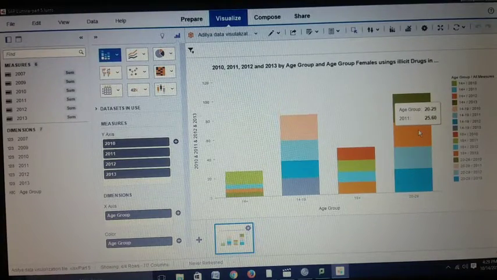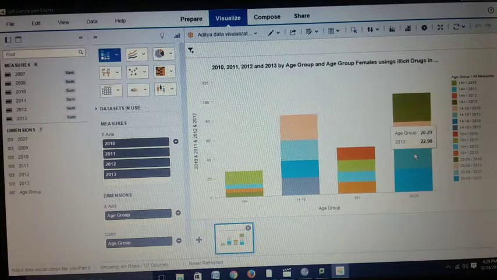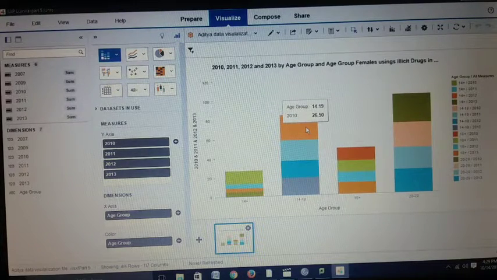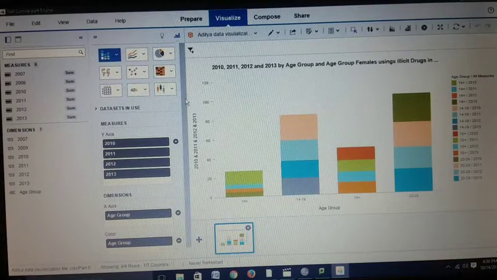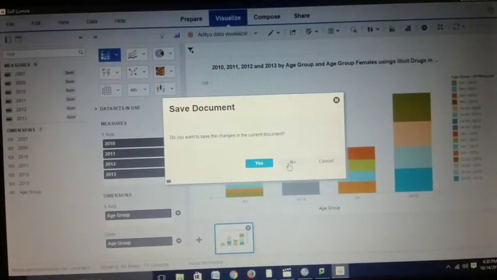Further, in the year 2011, it was 25.60, which decreased to 22.90 in the year 2012. The second age group that used the maximum amount of drugs was age group 14 to 19, which used 26.50 in 2010, which further decreased to 21.80 in 2011. Female individuals are not behind men in using drugs.